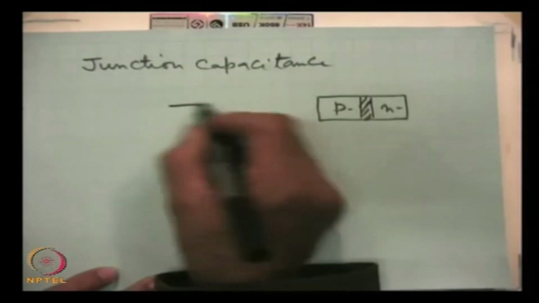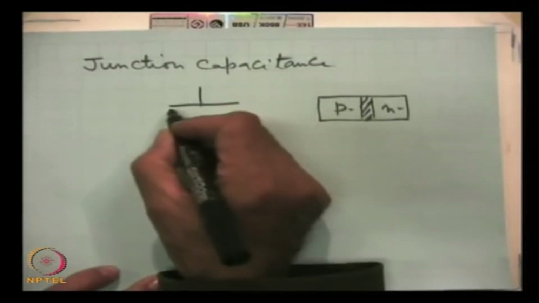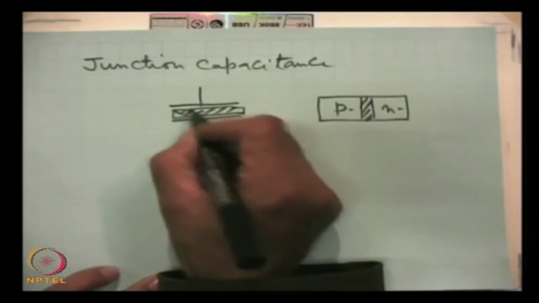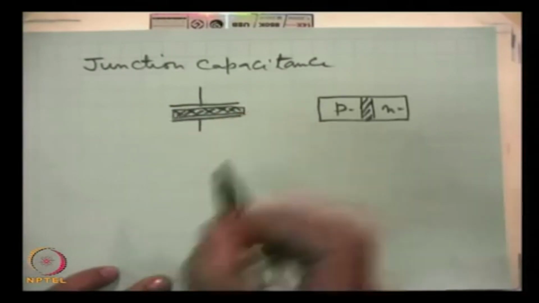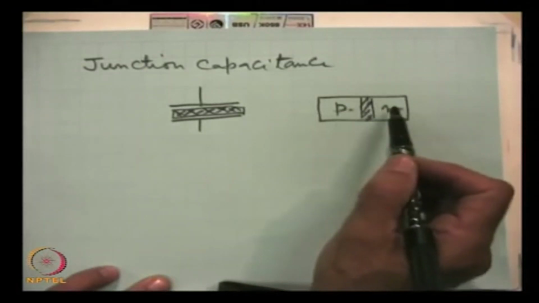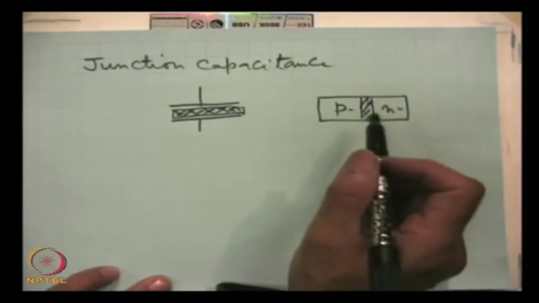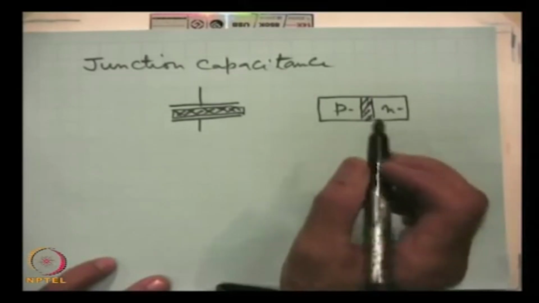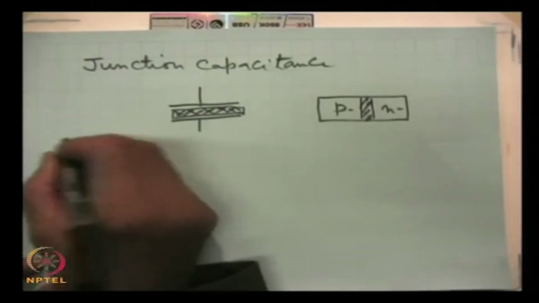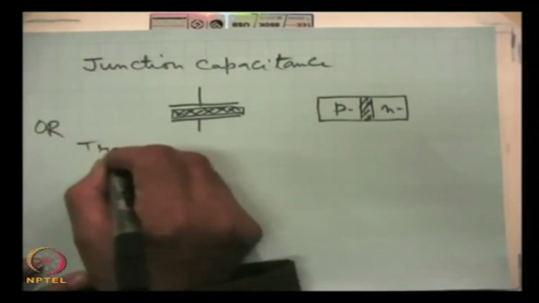What happens in a capacitor? These are two conducting plates separated by a dielectric. A dielectric is a high insulator. So, this is the insulator, and this is equivalent to the two conducting sides, and hence the PN junction must have a capacitance. This capacitance is called junction capacitance or transition capacitance.